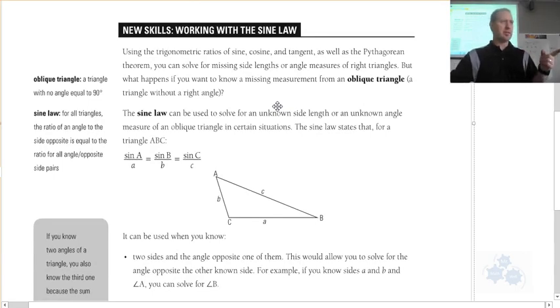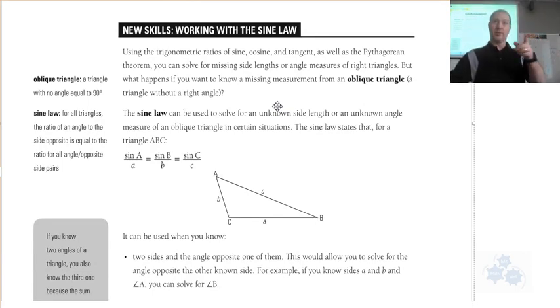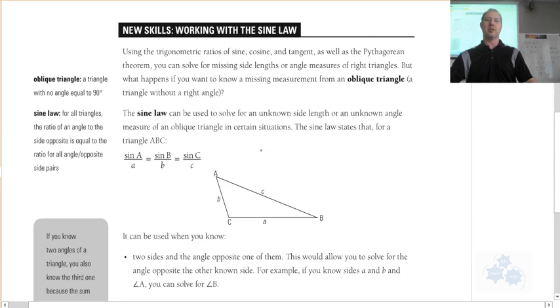Do you remember what that is? A squared plus b squared equals c squared. Okay. So using those, we can come up with a new law called the sine law. And now it uses the sine, the trig function, the sine, but it's a little bit different. And this applies to non-right triangles.